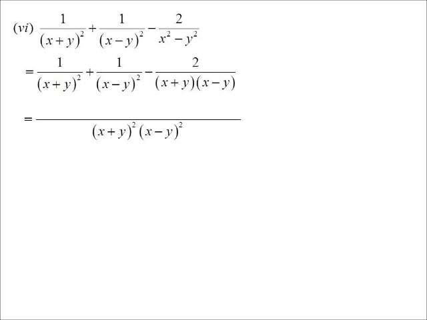Now let's compare. What's different? First fraction, there's this additional factor of x minus y squared. Plus, second fraction, additional factor, x plus y all squared. Minus, well, I've got x plus y, x minus y, but I need that factor again to make it squared. So it'll be minus 2 lots of course, x plus y, x minus y.